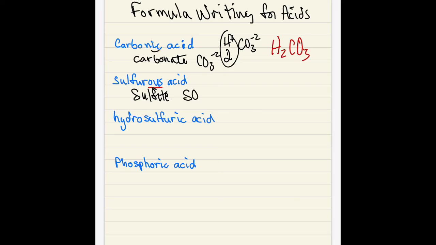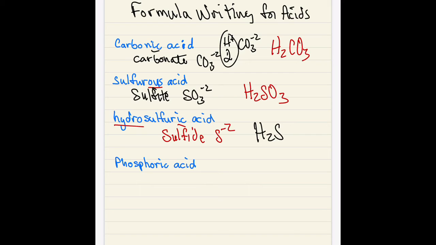Sulfurous acid, that will be sulfite, which you have memorized, SO3 minus 2. Again, we're going to need 2 hydrogen ions to balance that out. H2SO3 is sulfurous acid. Hydrosulfuric, hydro and ic tells me this is the sulfide ion, which is S minus 2. So it's going to require 2 H's, H2S for the formula for that.